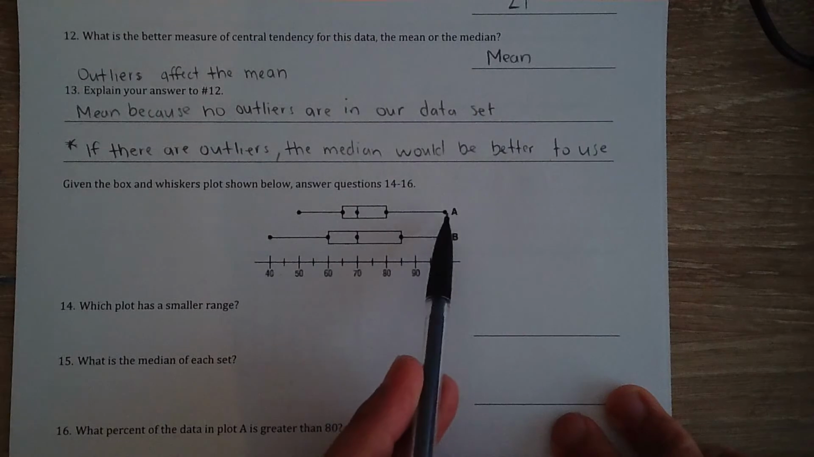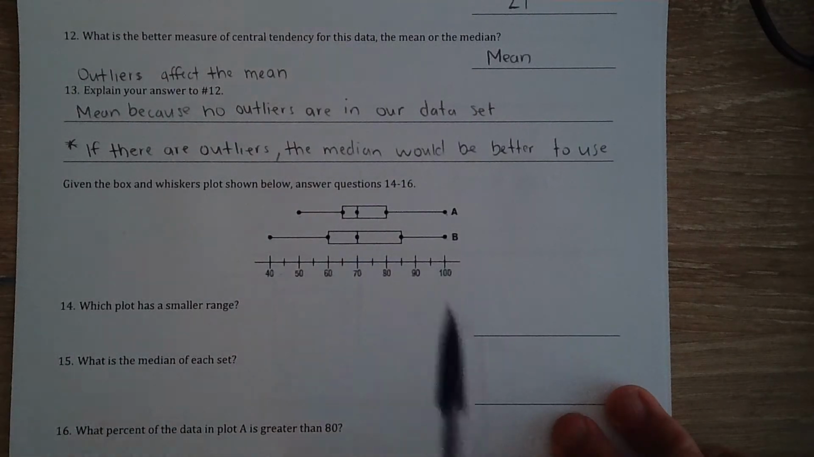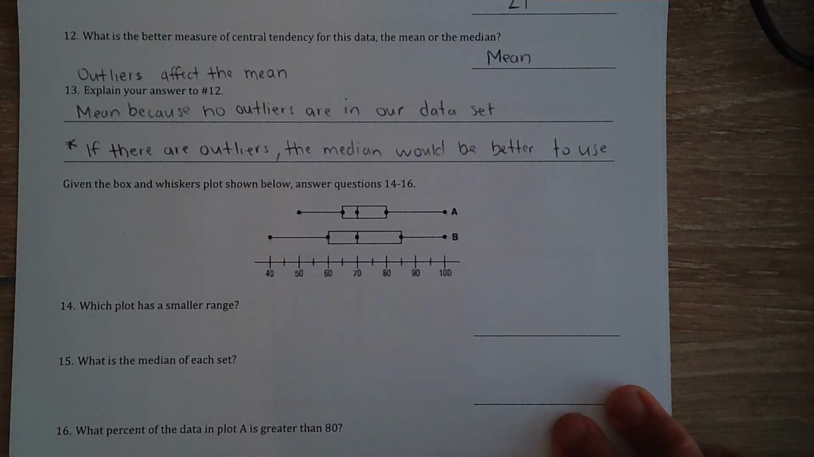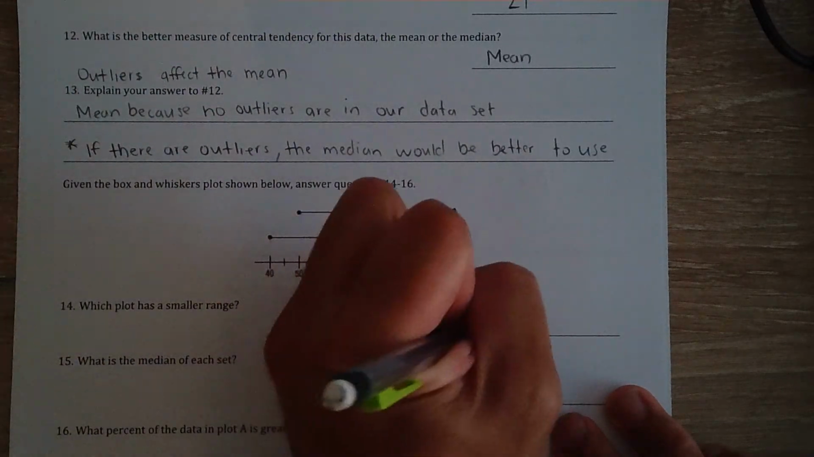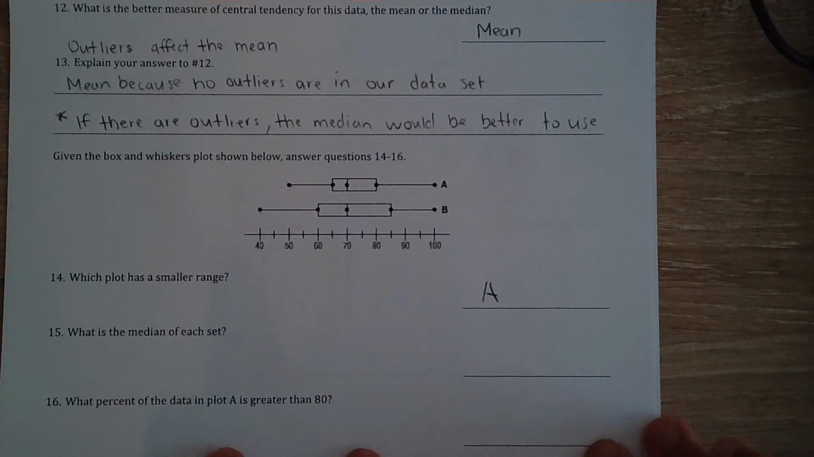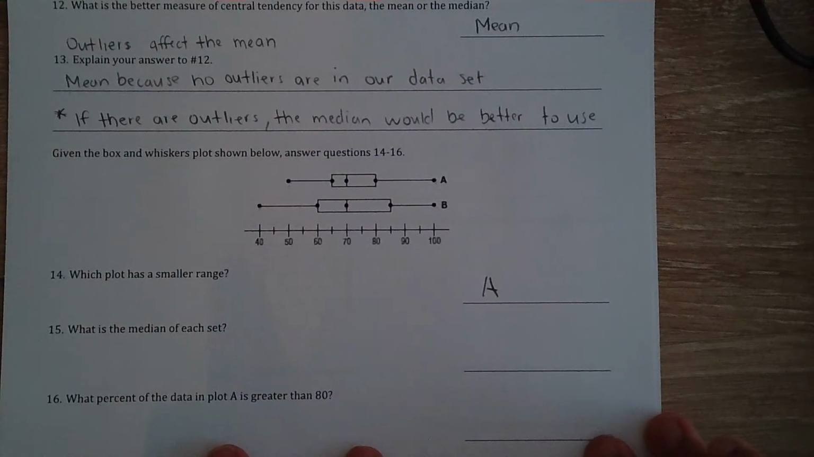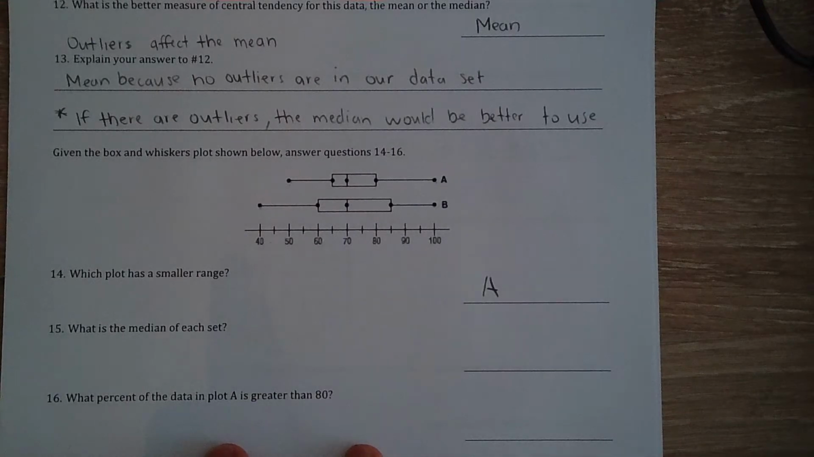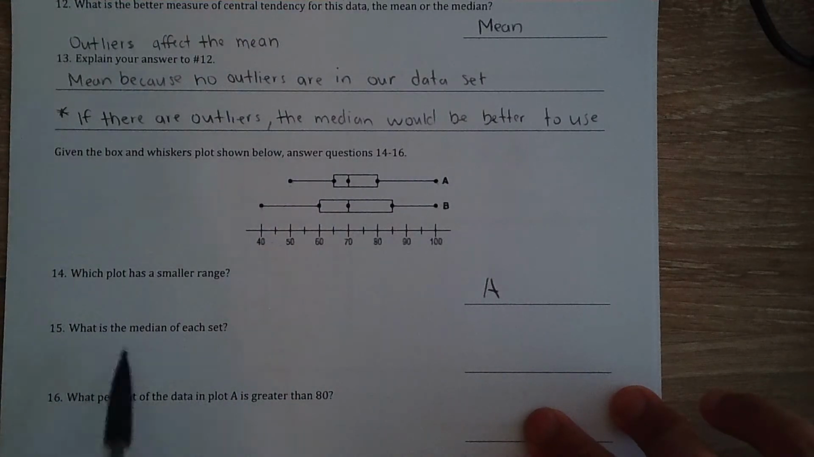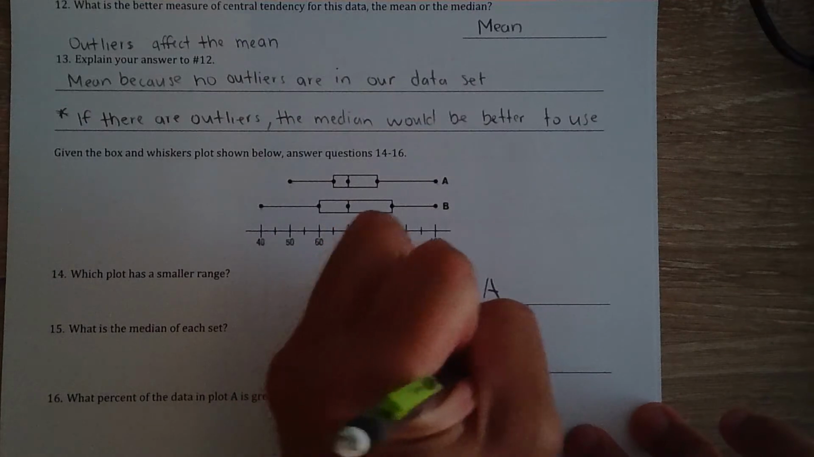And clearly that would be part A. From here to here is clearly shorter than from here to here. So which plot has a smaller range? A. All right, 15. What is the median of each set? All right, remember, when we do a box and whisker plot, the median is literally this middle line right here. So the median of each set, well, they both line up at 70. So 70.